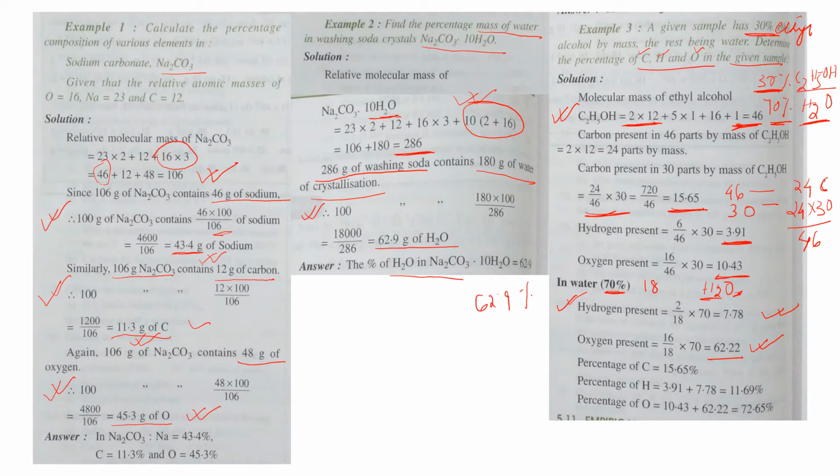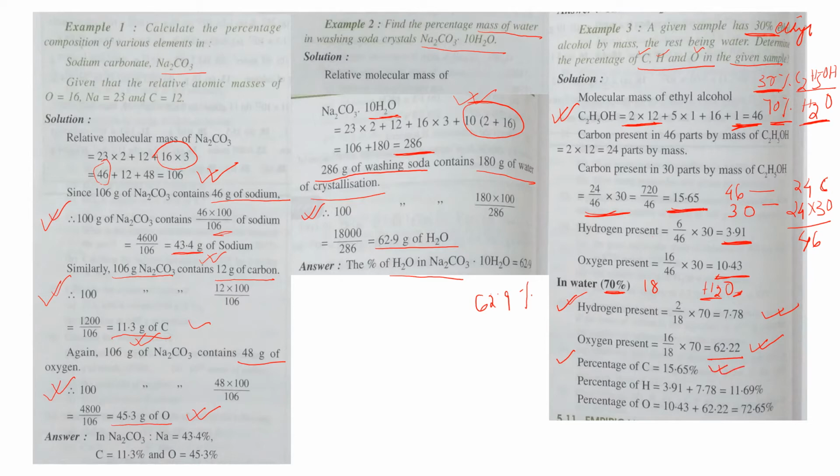Now the total percentage of carbon, hydrogen and oxygen you have to find out. So percentage of carbon only we are getting in ethyl alcohol. That is we are getting 15.65. So it is total 15.65%.